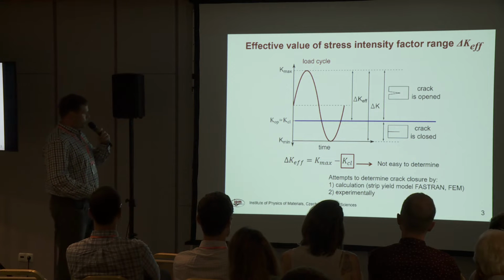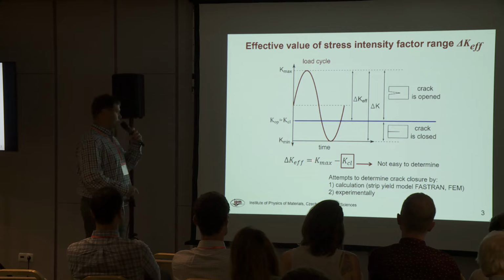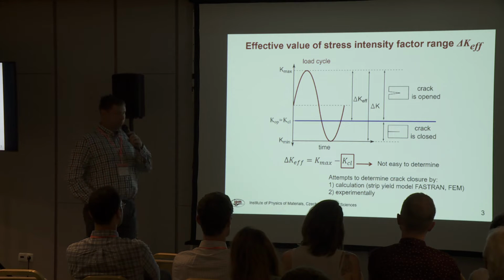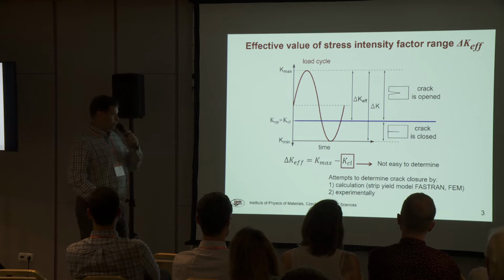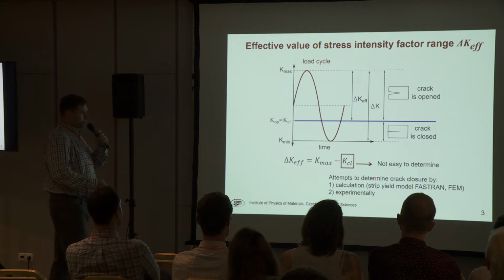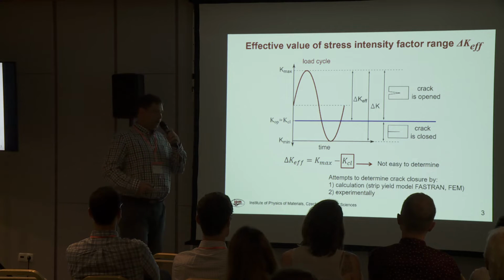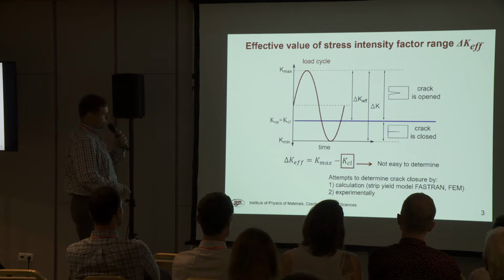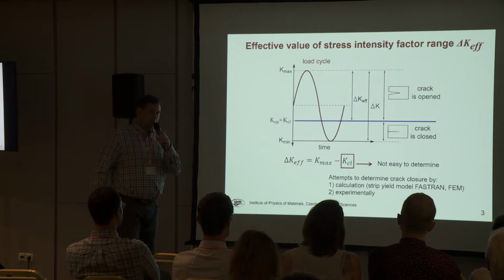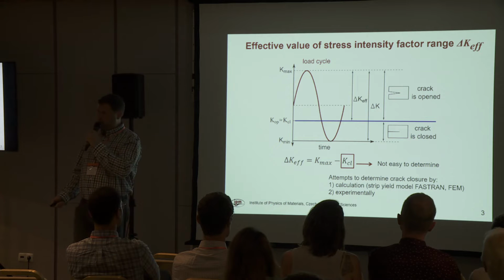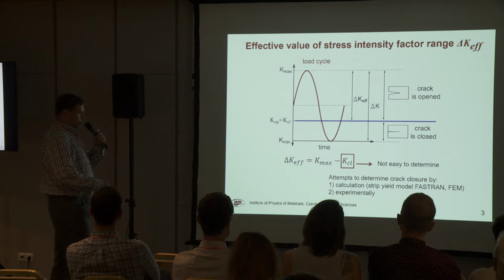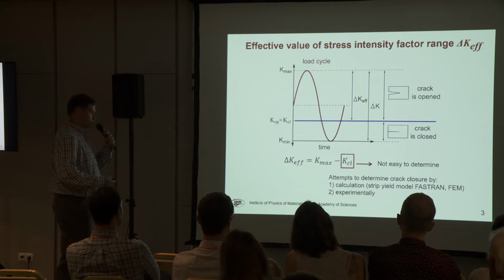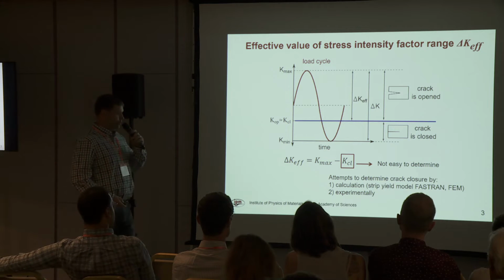So then the delta K effective means that we take the maximum stress intensity factor minus K closure. But the problem is that it's not easy to determine K closure. We have some attempts, how can we determine it? The first kind of attempt is we can calculate it somehow. We can use, for example, some strip yield model, which is, for example, implemented in the FastRun code, which is a well-respected code for modeling of plasticity-induced crack closure.